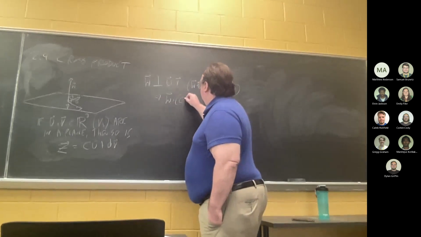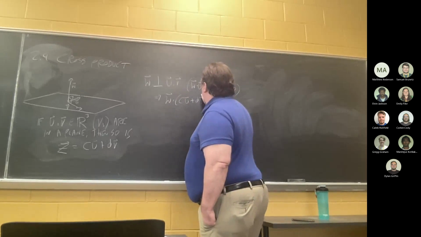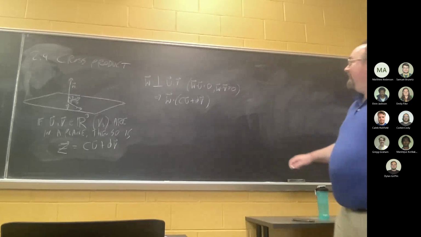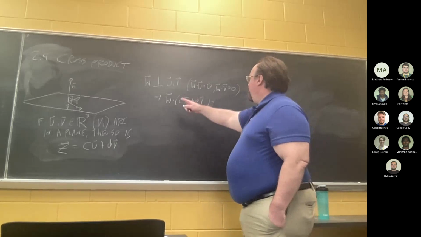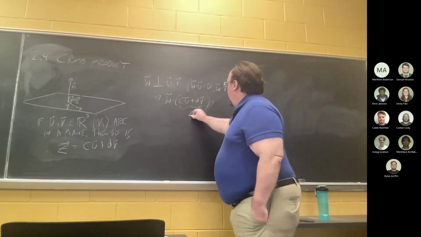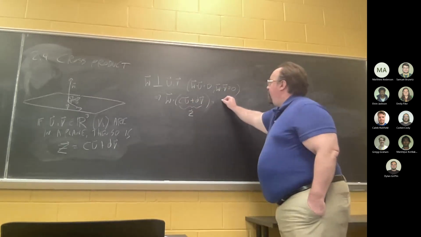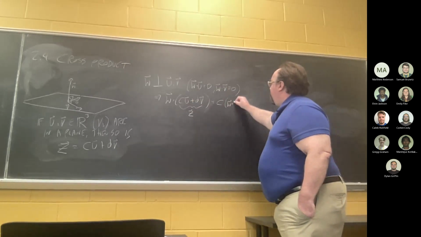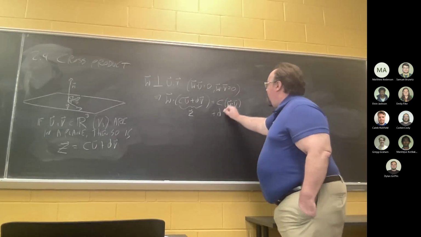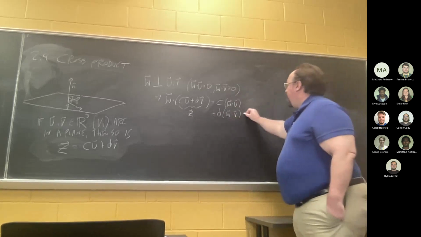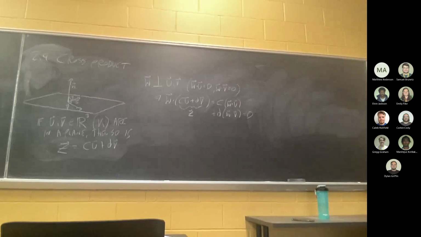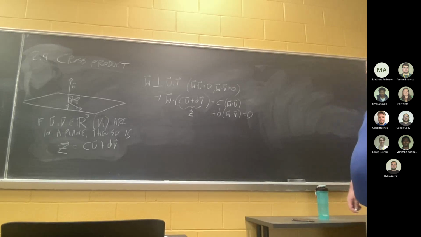by the properties of a dot product covered last time, this dot product, W dot (CU plus DV), is equal to C times the dot product of W and U plus D times the dot product of W and V. But both of these are 0, so the whole thing is also 0. So W is orthogonal to all possible vectors that sit within that plane.